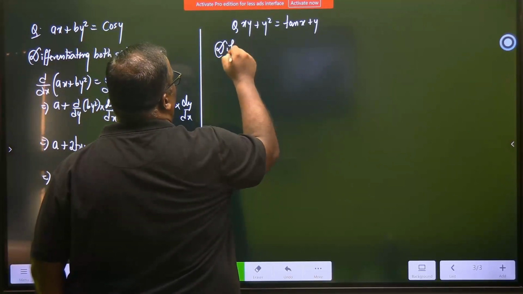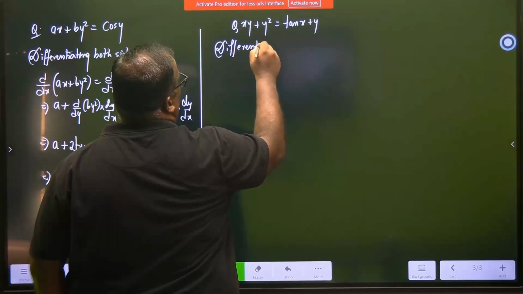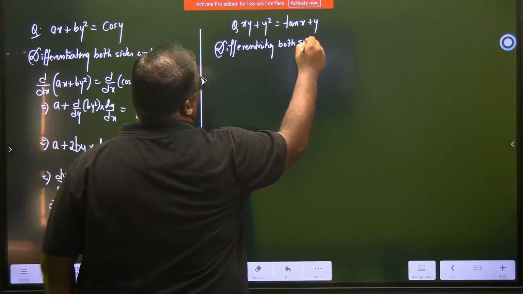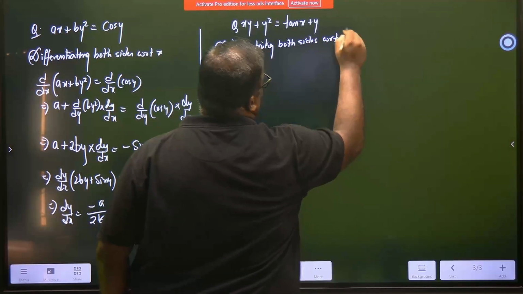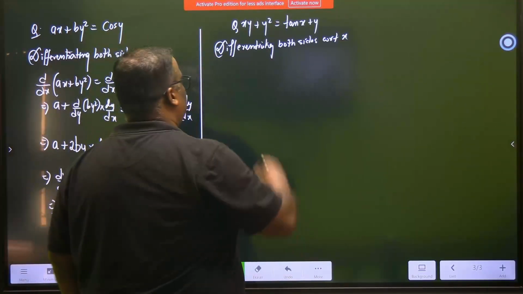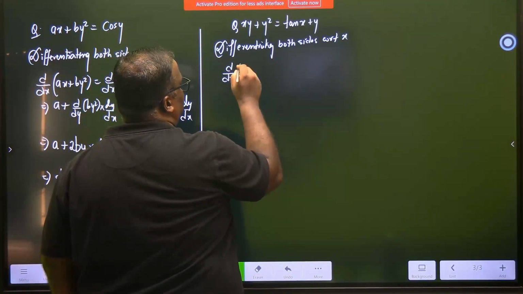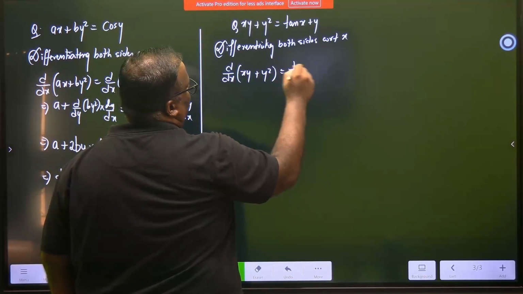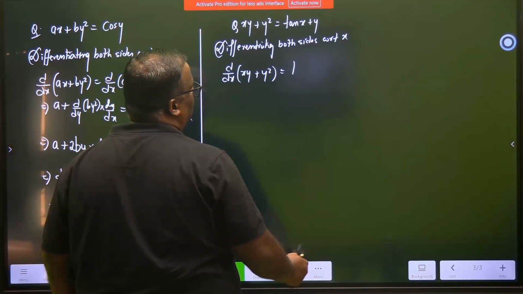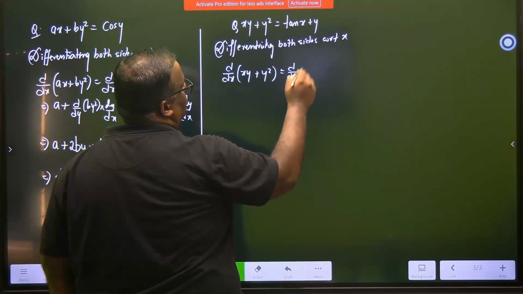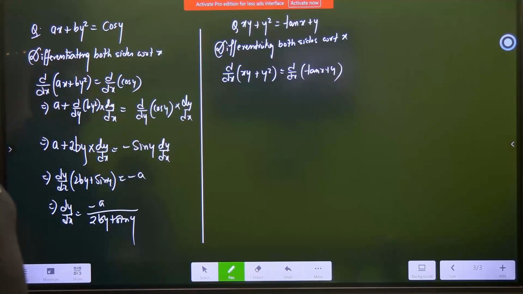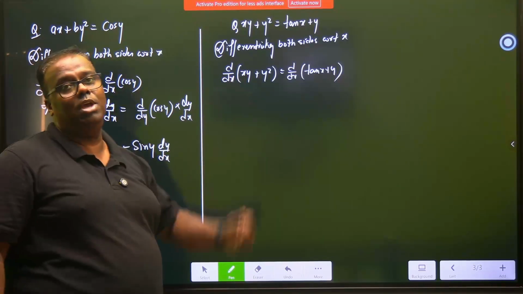Differentiating both sides with respect to x. Right? So you get d/dx of xy plus y square is equal to d/dx of tan of x plus y. Now we need to be careful. Look, it is xy. So here, first product rule will be applicable.